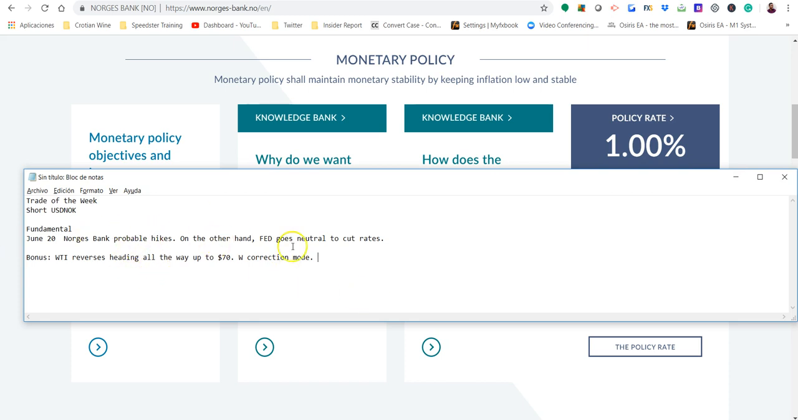We have two situations. Again, monetary policy, and then we have the asset that correlates with the currency. So those two factors are in play. And one more thing to add, it's the US dollar index, deeper pullback.